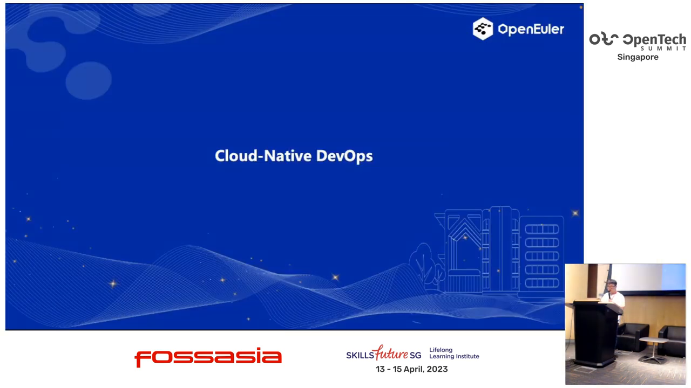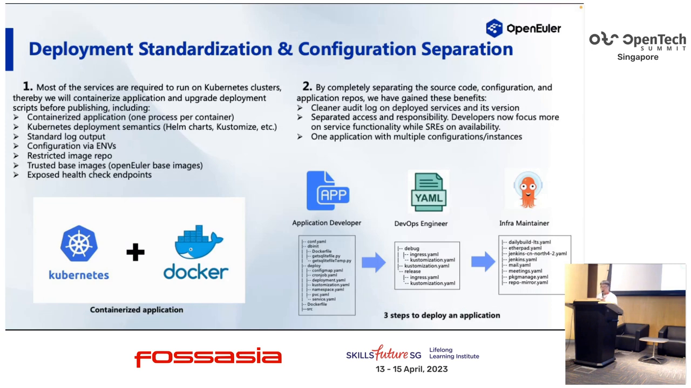So we will go into the next part. It's about cloud native DevOps. We will share some experience and best practices about how we deploy applications in a cloud native way. There are four parts. The first part is about deployment standardization.